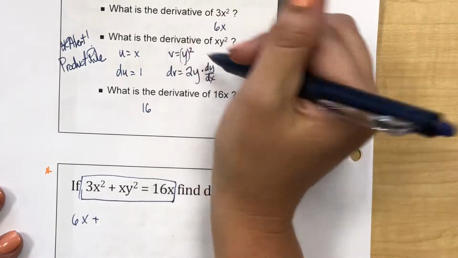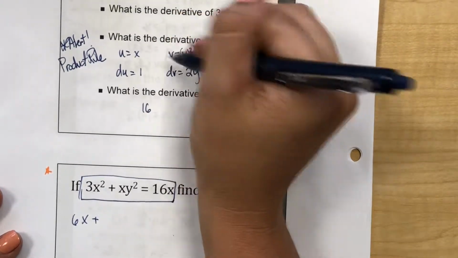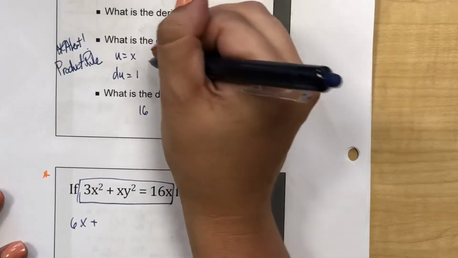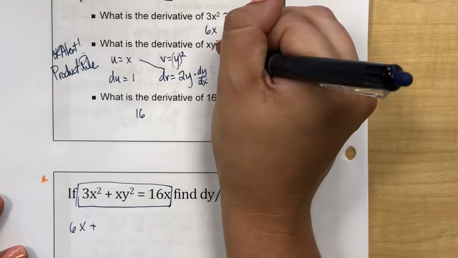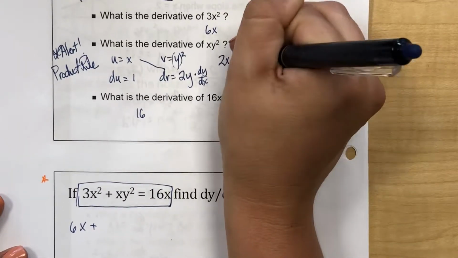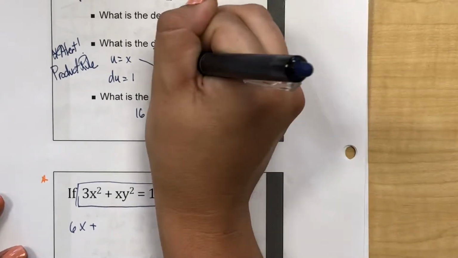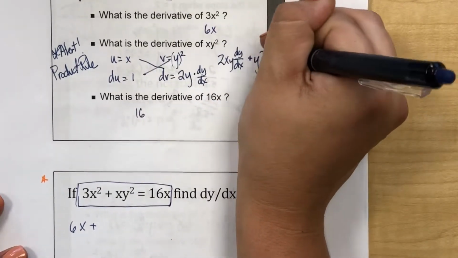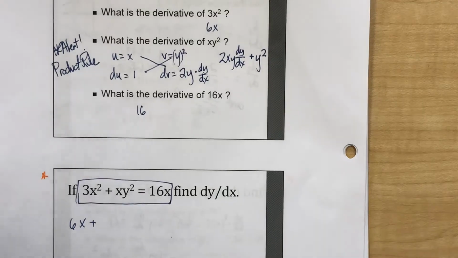Oh, I didn't really finish this up now that I think about it. Okay, so I forgot to crisscross here. So the derivative would be 2xy dy dx plus, product rule plus, y squared. That is the derivative of xy squared.